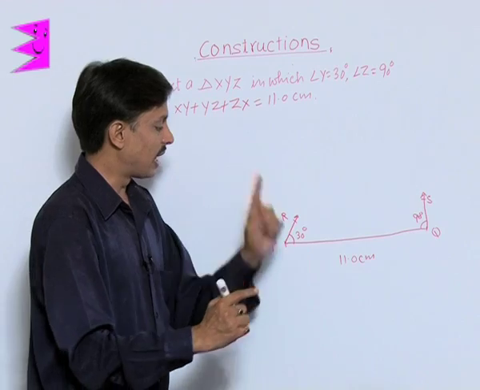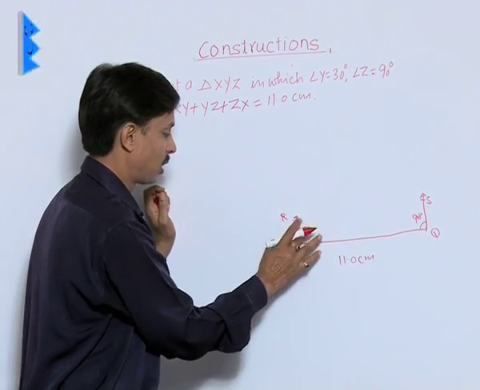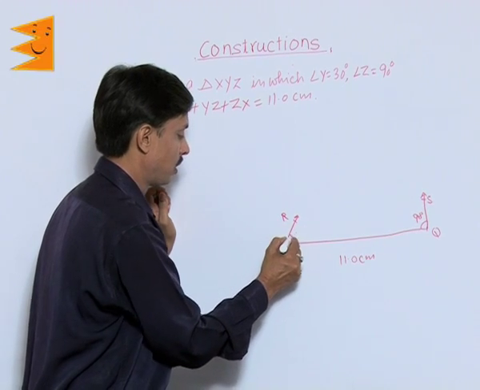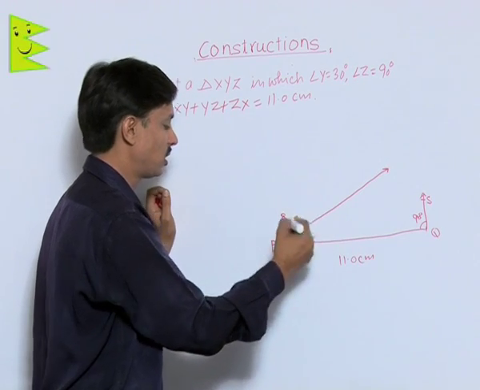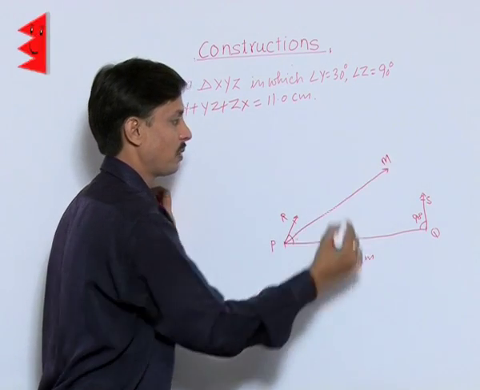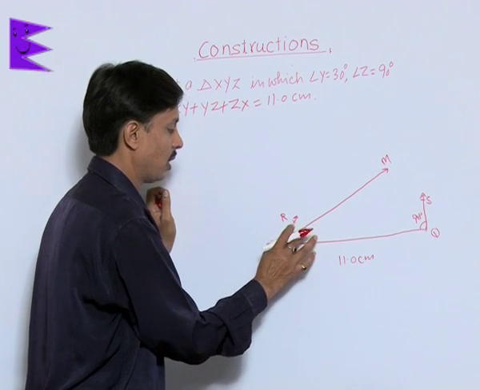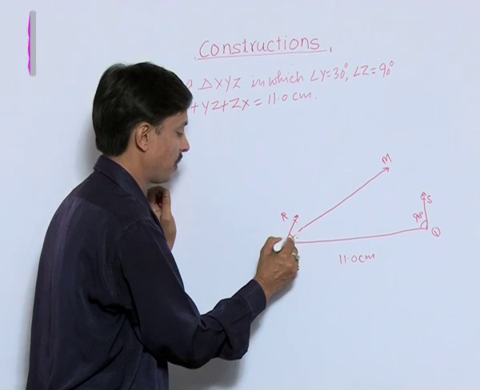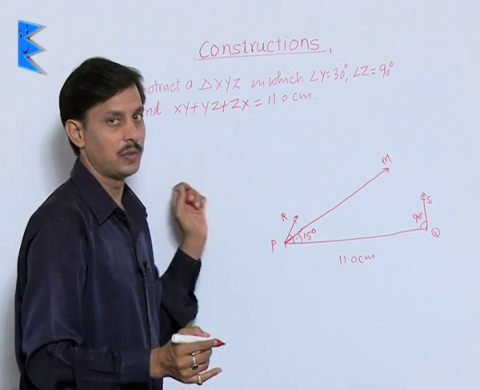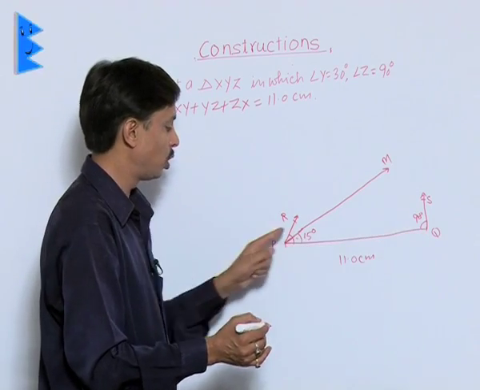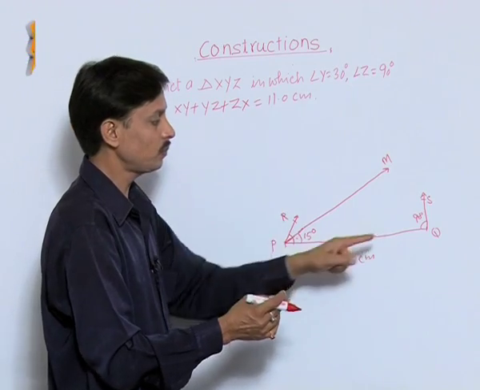Now actually I will bisect these angles. We will draw the bisector of this 30 degree angle like this. Suppose this is PM, the bisector of the 30 degree angle. If I ask you how much is this angle, you will say it is 15 degree, because the entire angle QPR was taken as 30 degree as given.